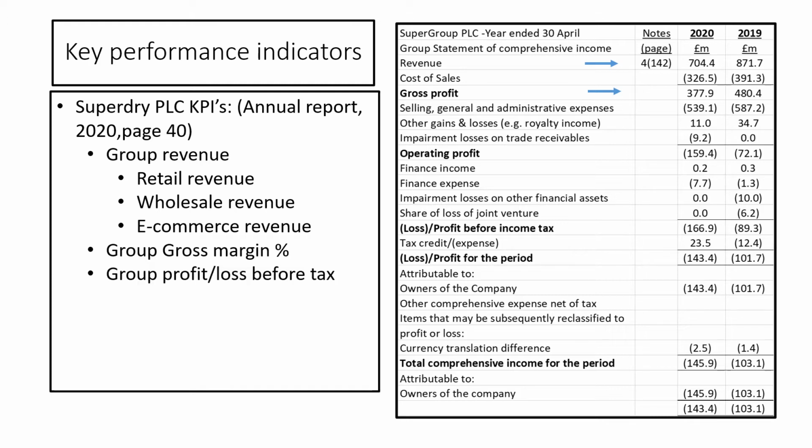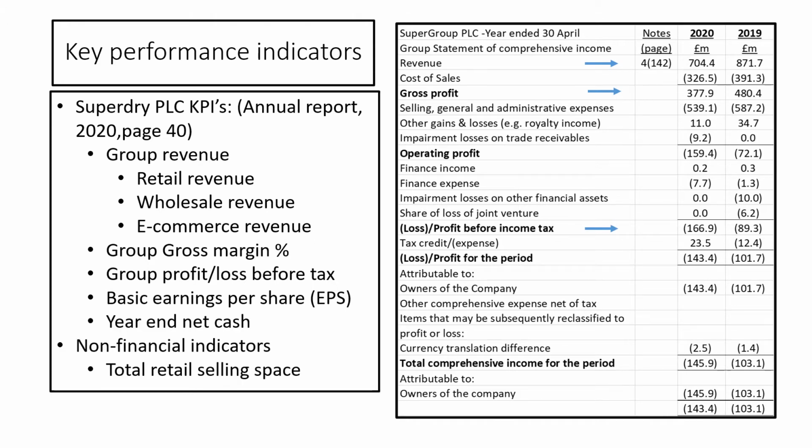We have the group profit or loss before tax. We have the basic earnings per share, EPS, year-end net cash, and finally we have the non-financial indicators, which according to Superdry is just the total retail selling space.